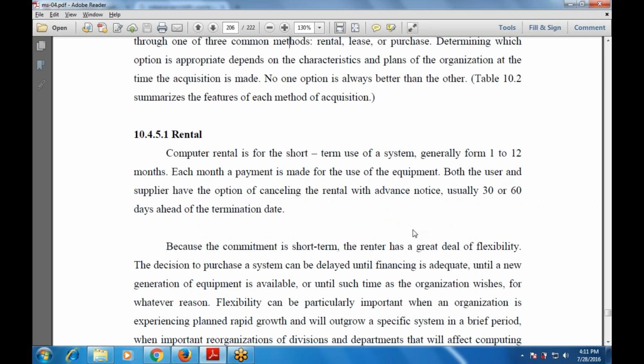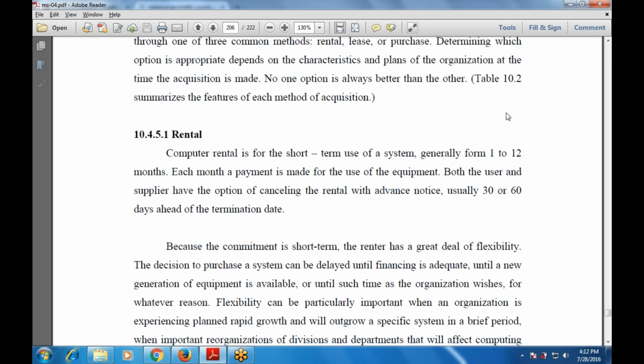Now, when we talk about the computer rental from the last class, computer rental is for short-term usage of the system, generally ranging from 1 to 12 months. That means we are taking the rent for a duration ranging from 1 month to 12 months, and each month a payment is made. Like your rental home system, every month you have to pay. Both the user and the supplier have the option of cancelling the rental with advance notice, usually 30 to 60 days ahead of the termination.